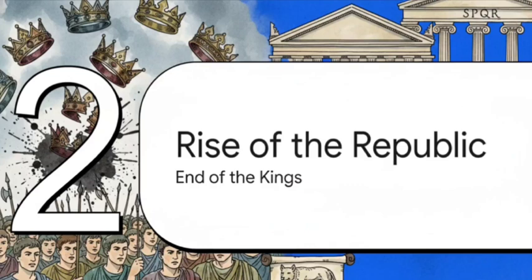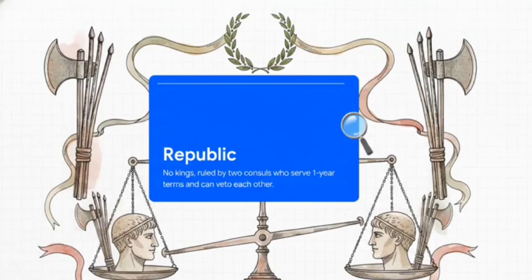Moving on to Section 2, Rise of the Republic. After cycling through 7 kings, ending with one who was notoriously cruel, the Romans had finally had enough and fundamentally flipped their government. They designed a new system specifically to prevent one man from ever holding absolute power again.